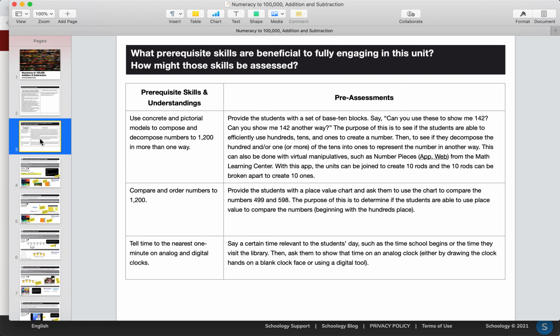Now, what prerequisite skills are beneficial for our students to be fully engaged in this unit, and how might those skills be assessed? The same prereq skills and pre-assessments from the Google document are listed here about how do we utilize base 10 blocks, what questions do we ask our students, and what are we looking for?